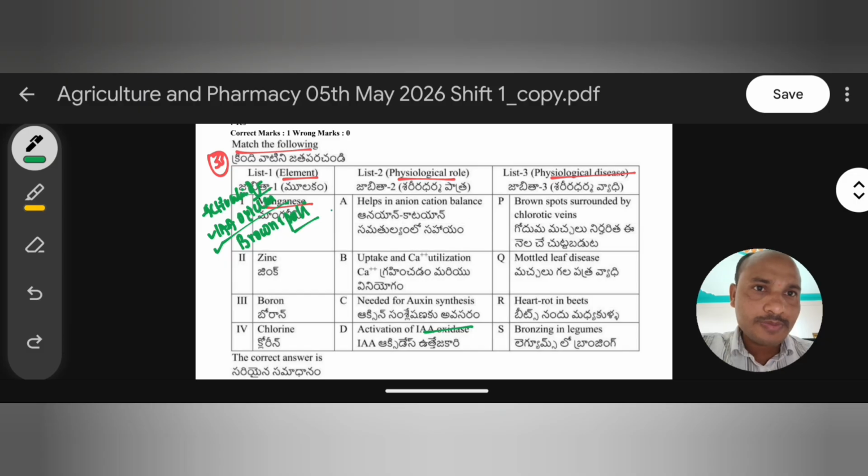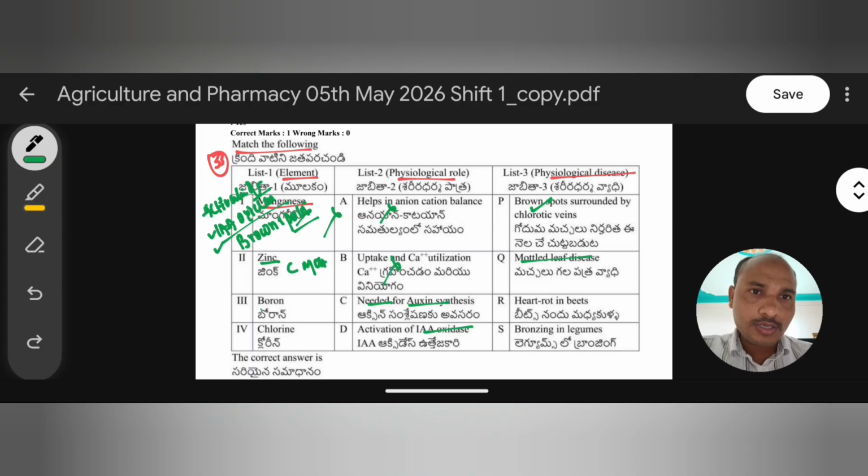So here this pair is wrong. The disease is right, but the physiological role, helping in anion and cation balance, is wrong, hence this statement is completely wrong. Now coming to zinc. Zinc is needed for auxin synthesis, so here we have to choose C from list 2. Deficiency of zinc causes mottled leaf disease. Here this role is completely wrong.